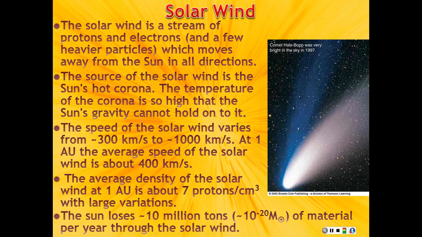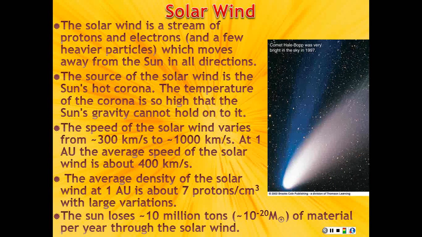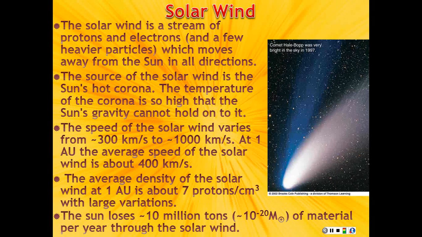And the sun loses a very small amount of mass. So 10 million tons a year sounds like a lot, but it's 10 to the minus 20 solar masses. So even over the age of the sun, its loss to solar wind is negligible, and we really don't need to worry about it.